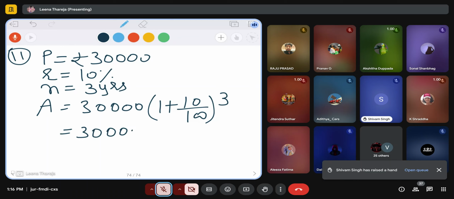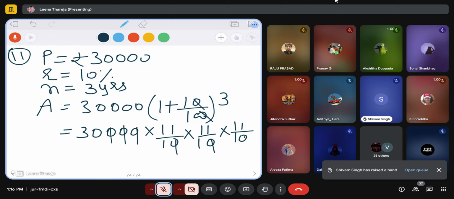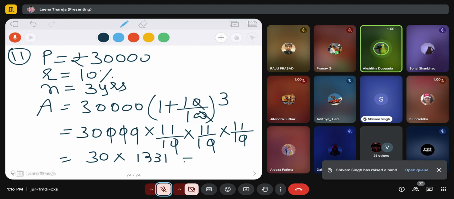Correct, what I am doing? Any doubt? 11 by 10, 11 by 10. How many times? 3 times. So 30 into 11 cube is how much? 1,331 divided by 1,000. I have cancelled the zeros. Then 1,331. So we get 39,930. Yes, that is the amount we get.